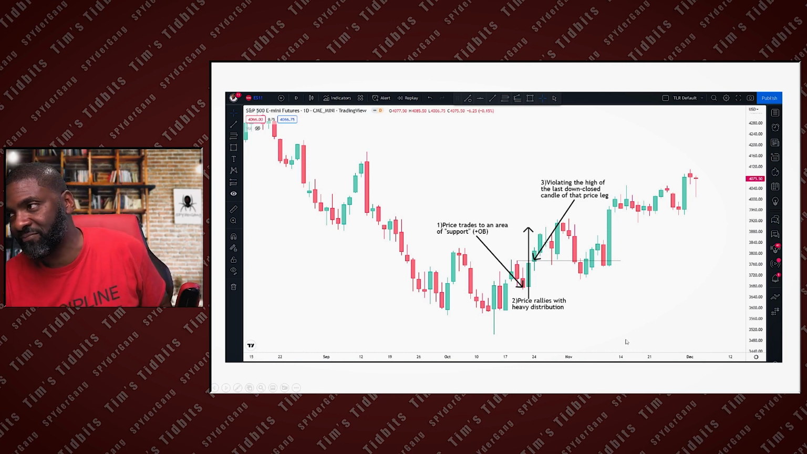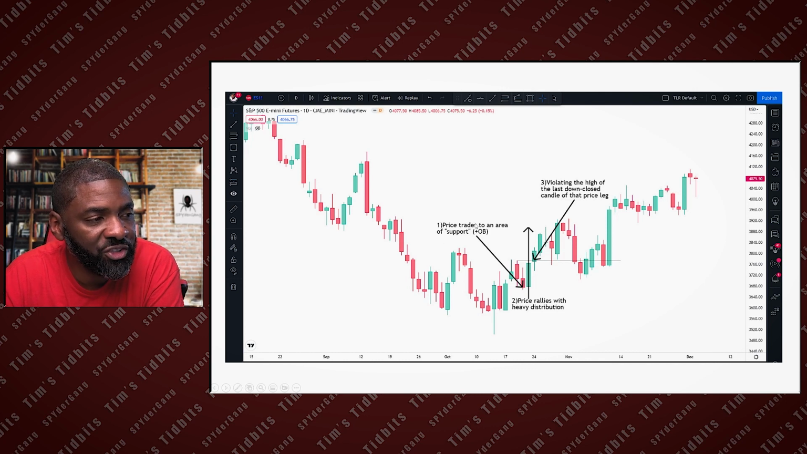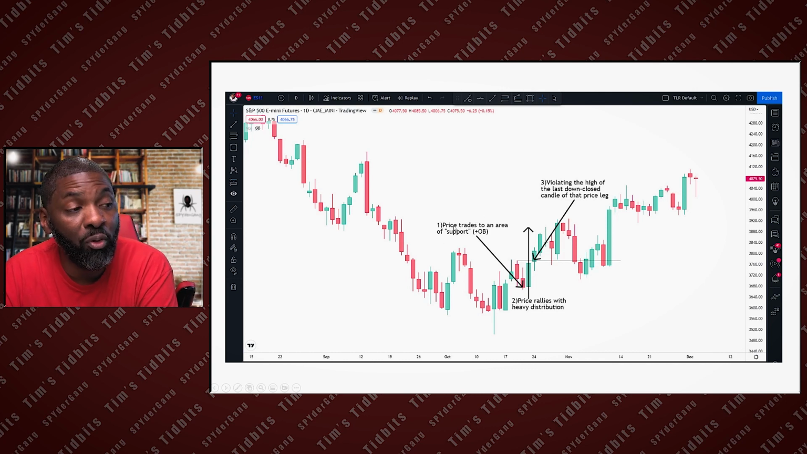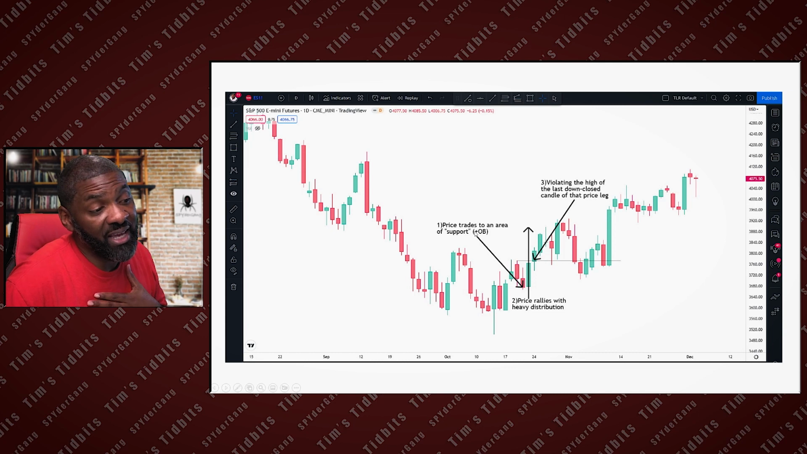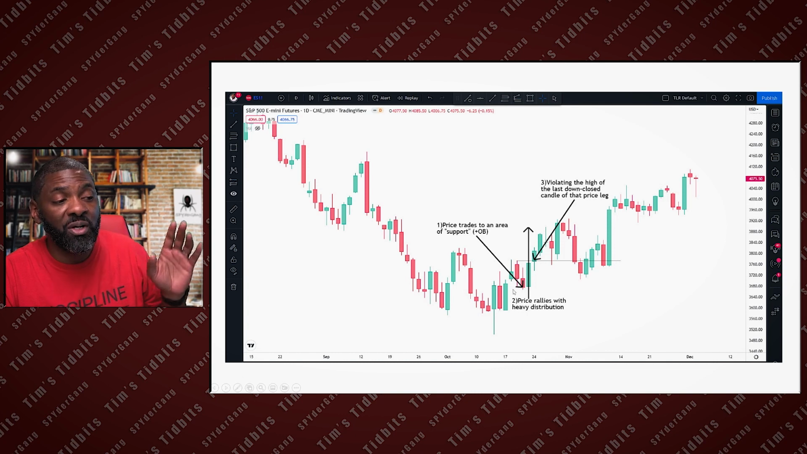Did you find it? So let's read it together, right? Price trades to an area of support. In this case, it's a bullish order block, right? It trades down to this bullish order block right there. That's an area of support. Price comes down to an area of support, right?